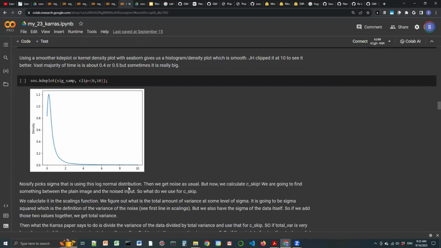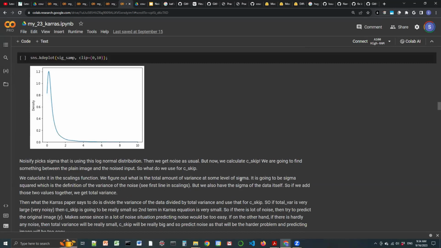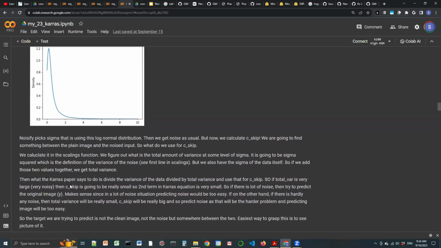And after doing all that, we get the noise, and now we calculate C-skip. We calculate it using the scaling function. We figure out the total amount of noise at some level of sigma, which is sigma squared. And then we add to it sigma data squared, which is the data variation. Then we just add those two together and take the ratio of that. So the calculation says, divide the data variance by the total variance and use that for C-skip.